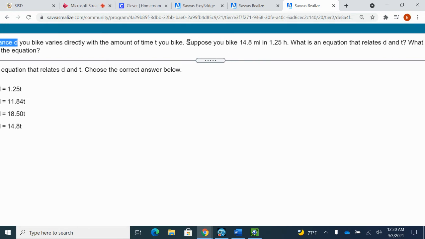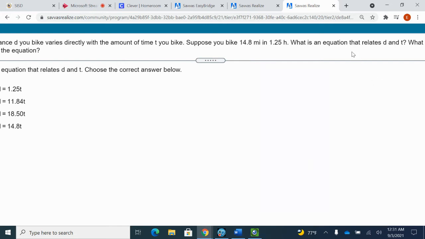Now it says, suppose you bike 14.8 miles in 1.25 hours. Right? So that is very important. So I'm going to write this down on a piece of paper. First fact was I'm given a direct variation, which is y equals kx. And it says my distance was 14.8 miles in 1.25 hours, right?